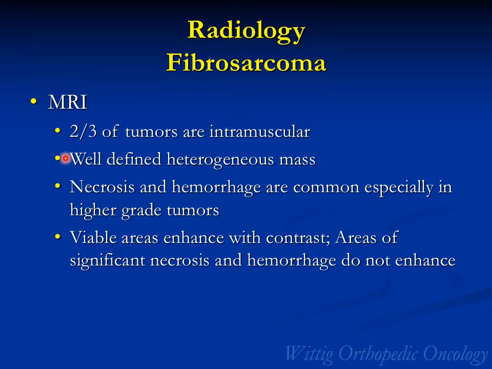Two-thirds of fibrosarcomas are intramuscular, and they appear to be a well-defined heterogeneous mass. They grow like a ball. Necrosis and hemorrhage are common, especially in higher grade tumors, and viable areas enhance with contrast similar to an MFH. Areas of significant necrosis and hemorrhage do not enhance, and that's similar in an MFH, a pleomorphic liposarcoma, or a round cell liposarcoma.